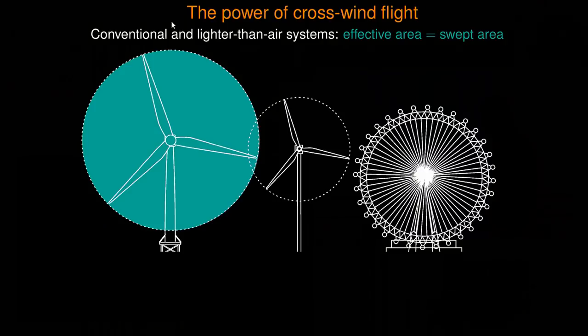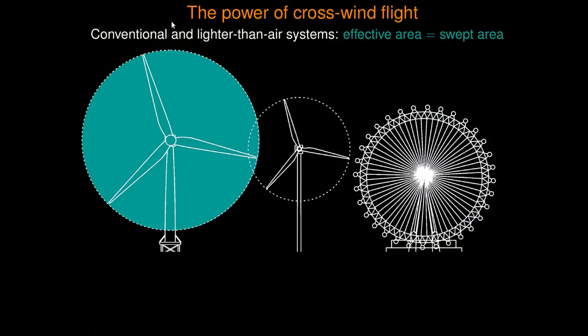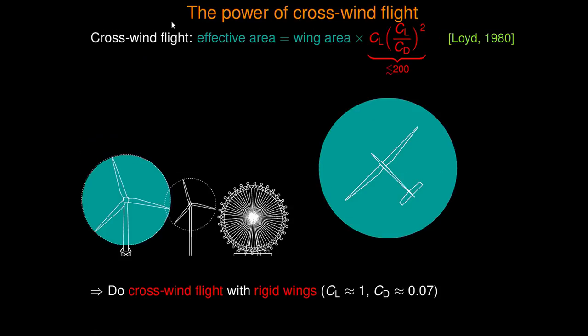So let's bring a little bit more order into the technology, into the proposals. And one of the things I want to discuss, which is very promising, is what is called crosswind flight. So here, as an example, is a comparison of a conventional lighter-than-air system with the big wheel in London. So this is one of the biggest wind turbines. And the harvesting area, so the effective area of such a wind turbine, is the swept area of your propellers, essentially. So now let's look at what happens if you move an aircraft instead through the wind.